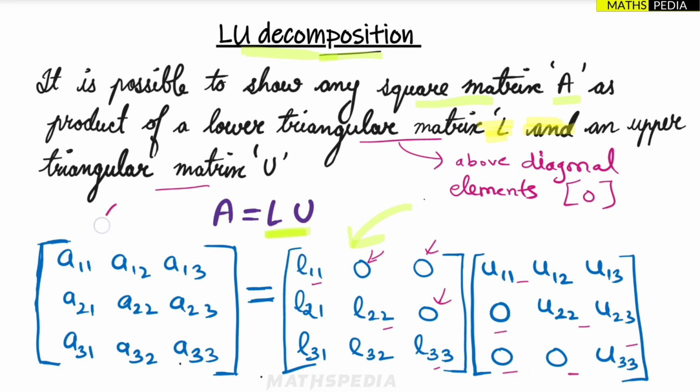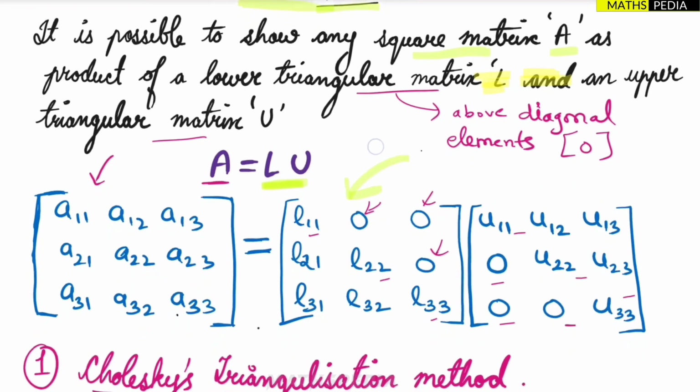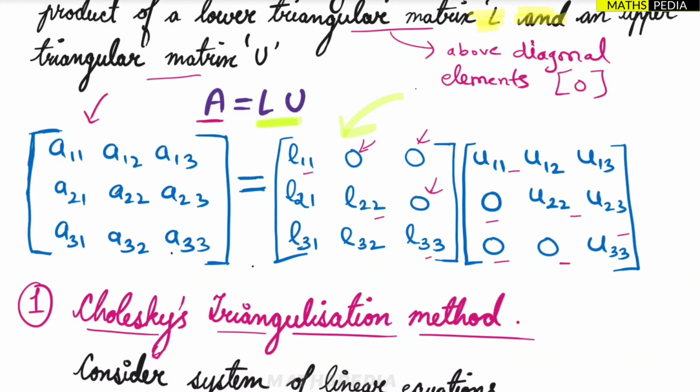So any square matrix A, which is given by A11, A12, A13, and so on, can be represented as the product of L and U. That should be a square matrix, in the sense the rows and columns should be equal. Two rows, two columns, three rows, three columns, four rows, four columns, like that. Here I have taken three rows, three columns, so the order should match. That means it should be 3 cross 3 everywhere.